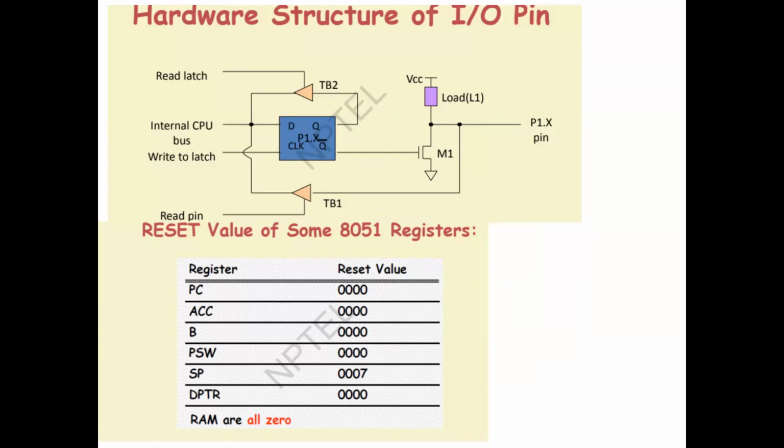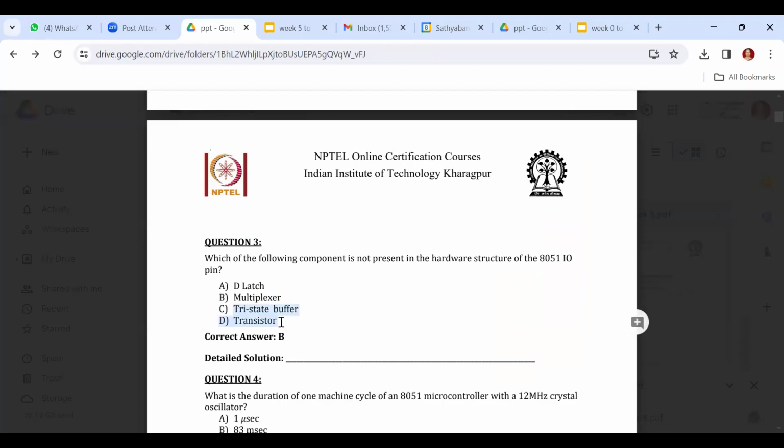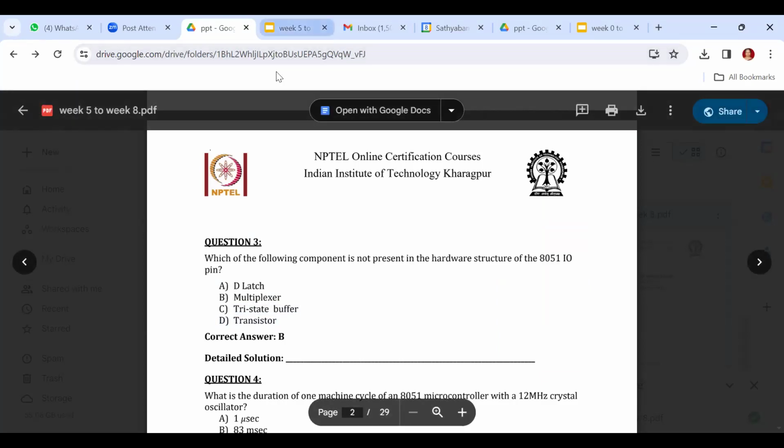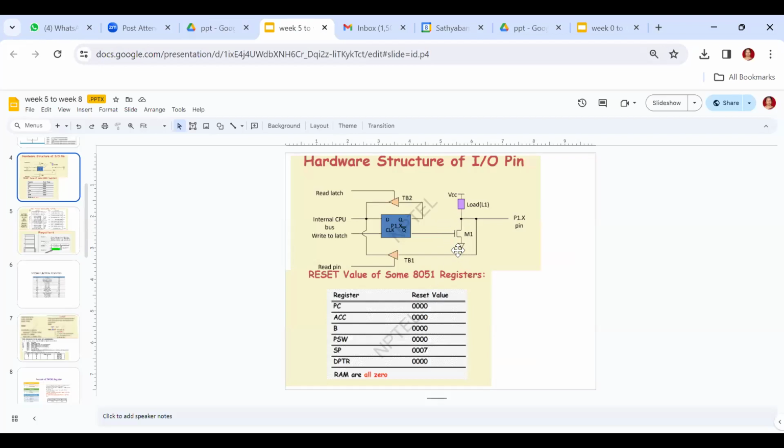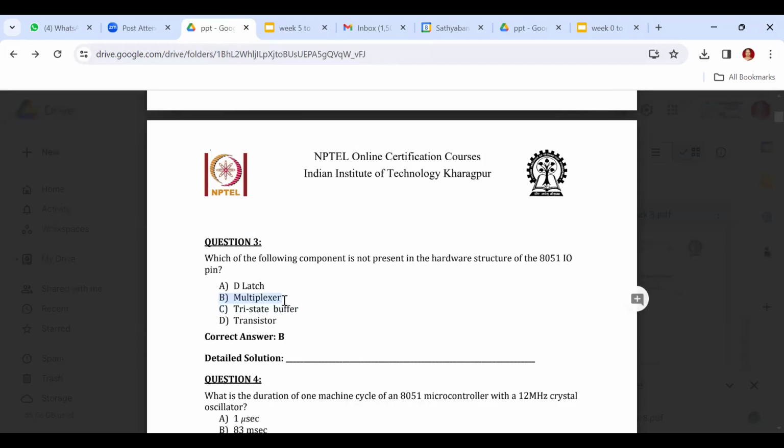So coming to our question now, the D latch is there. The tri-state buffer is there. A transistor will also be there. What is the transistor here? I have a JFET or MOSFET kind. M1 is there, that is JFET. One triangle is there, that is the tri-state. The D latch is available. Which is not available? Multiplexer. What is a multiplexer? Students, tell me. Many inputs give a single output. That is not available here.